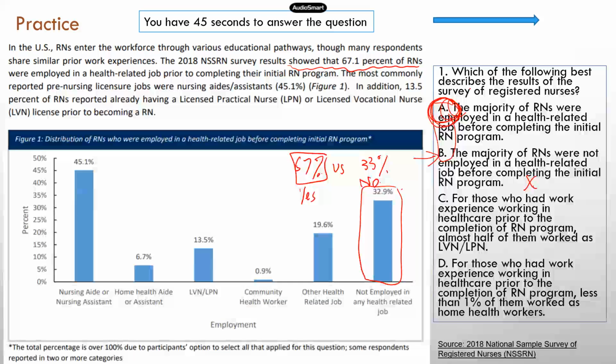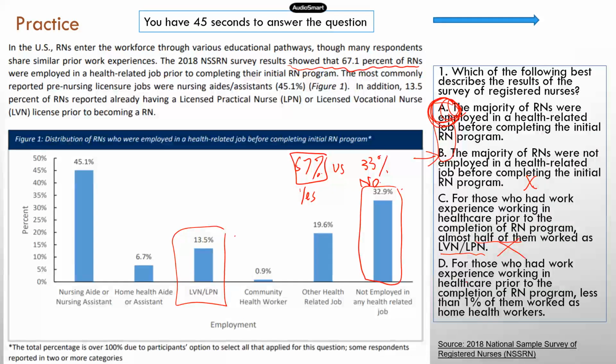For those who had work experience working in healthcare prior to completing the RN program, almost half of them worked as LVN, LPN. So you need to find LVN/LPN category in the figure and then find the number for that category. So that category is right here, kind of in the middle. So the number is 13.5%. So that's not right, because half indicates it's going to be 50%, right? That's definitely not as high as 50%.